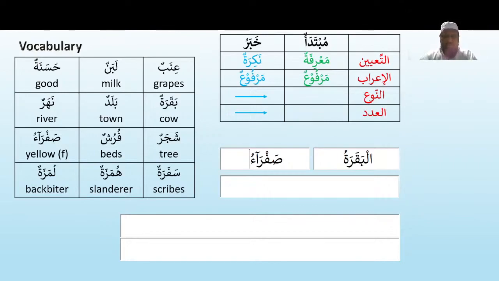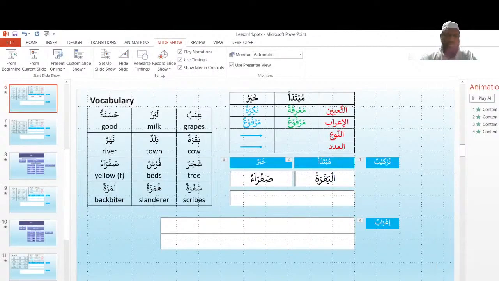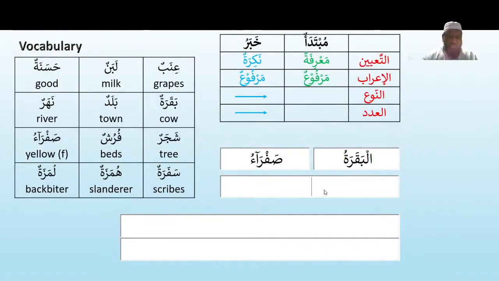So again, let's translate quickly. What is the translation? Can anyone translate this? Al-baqaratu safra'u. We start with al-baqaratu, which is our subject. In English we always start with the subject, which is mubtada. In jumla ismiya, mubtada and khabar, we should have a linking word in English, which is "is". In Arabic, we have no word for "is". The structure of jumla ismiya gives us the meaning of "is" automatically.